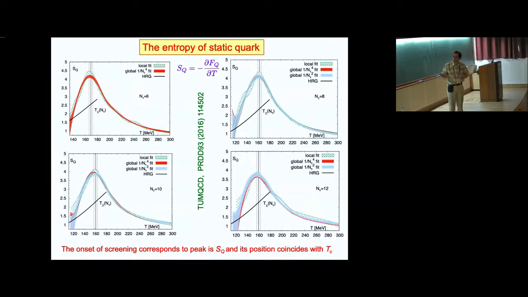But probably the most important point is that if you identify this peak in the entropy of a static quark and call it the deconfinement transition temperature, then the peak in S_Q, which is one possible definition of deconfinement, agrees with the chiral transition, which we determined. So that is T_c, which I've been discussing in the previous slides.